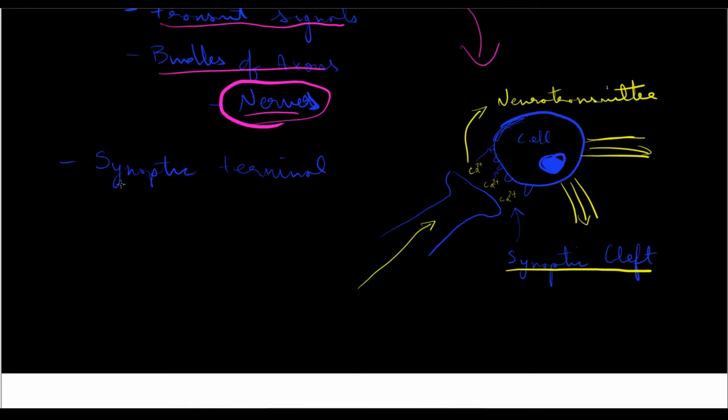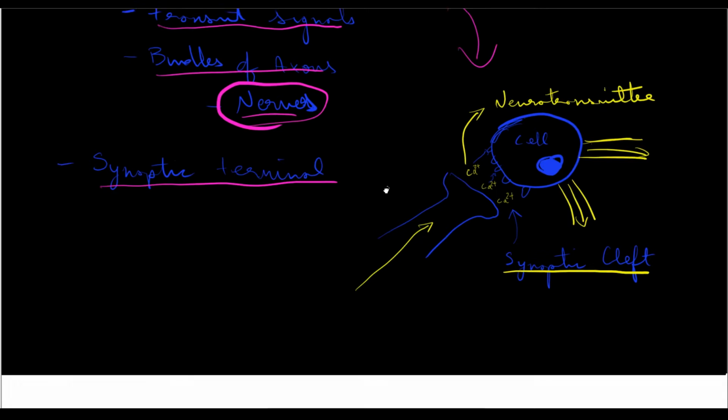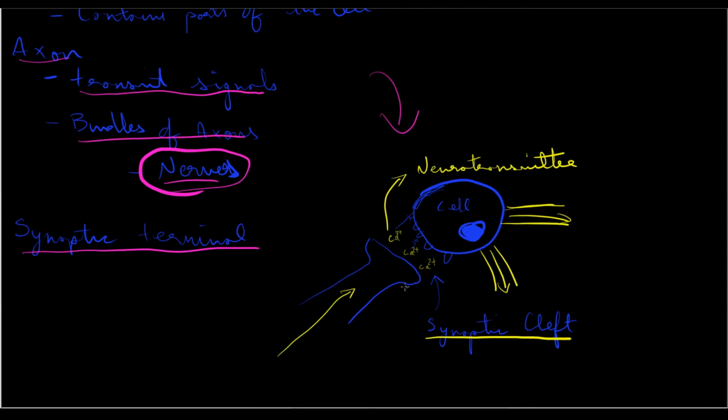Then you have the synaptic terminal. The synaptic terminal is the end of an axon when it's passing a signal off to a cell. So you're going to have an axon that's going to end, and this would be the axon right here. Then you have a cell that's going to take in that signal and pass it off to wherever it needs to go.